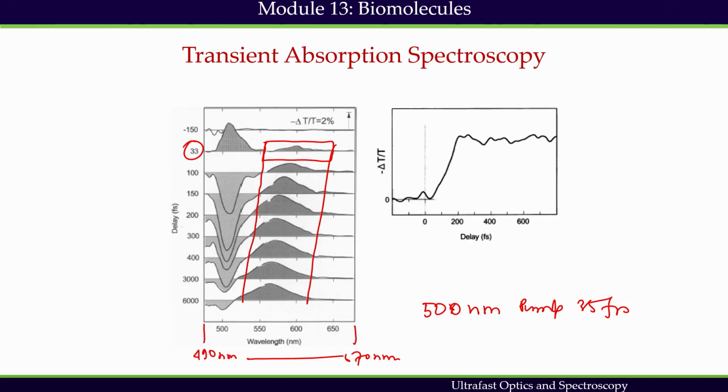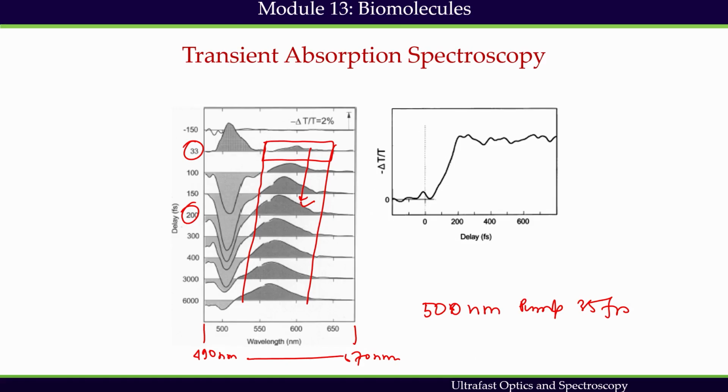The absorption of the photoproduct uniformly grows in strength, reaching its largest amplitude by 200 femtoseconds. So if you look at that, by 200 femtoseconds, it has reached the maximum amplitude. It's slowly growing, and it has reached the maximum amplitude.